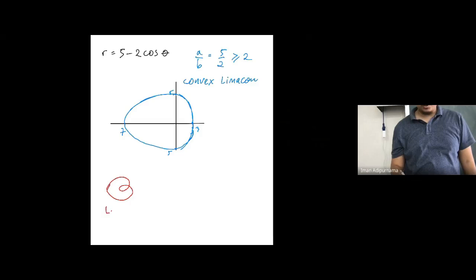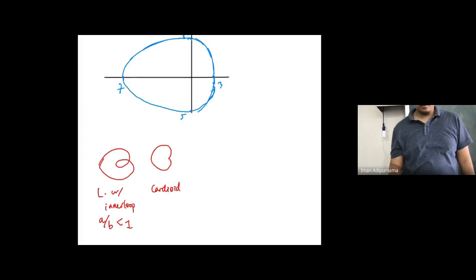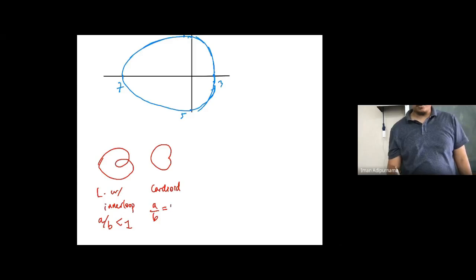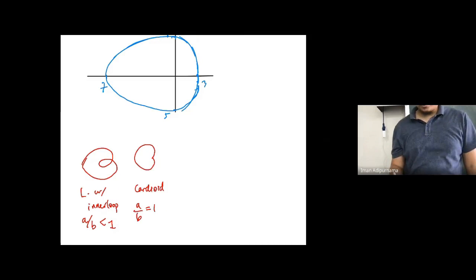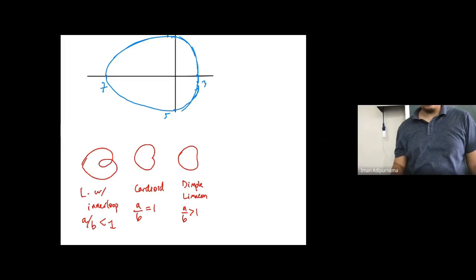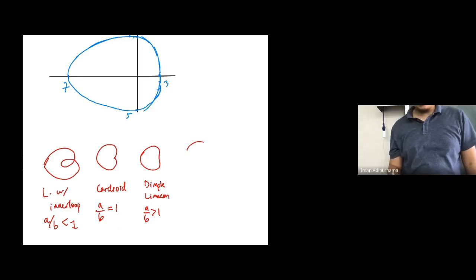This is the limaçon with inner loop, where A over B is less than 1. We have the cardioid, where A over B is equal to 1. We have the dimple, where A over B is greater than 1. And we have a convex limaçon.